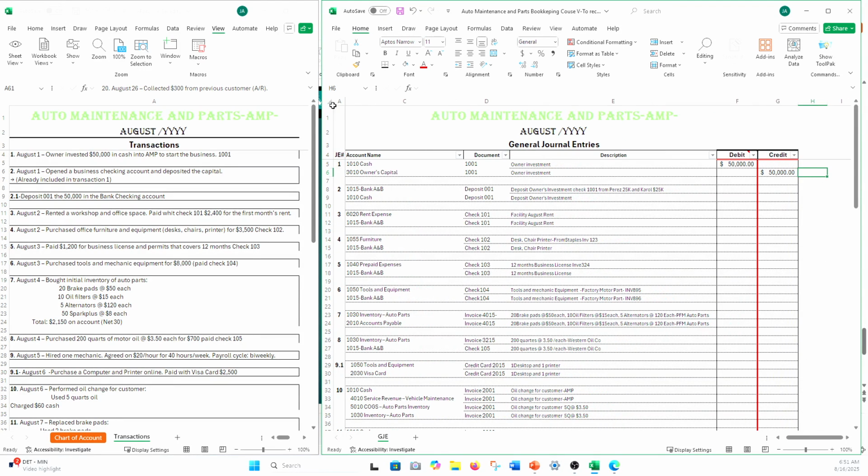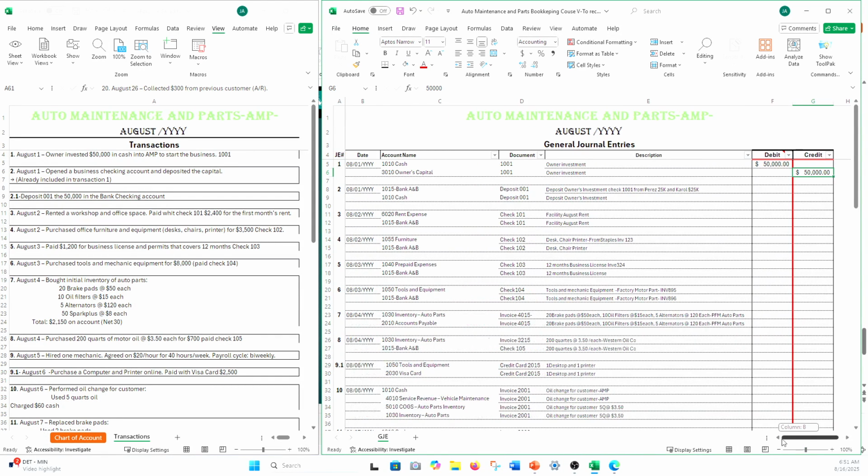So it's important to reflect from now on that asset accounts increase with debits, and owner's capital, or owner's equity, increases with credits. Keep in mind those things.